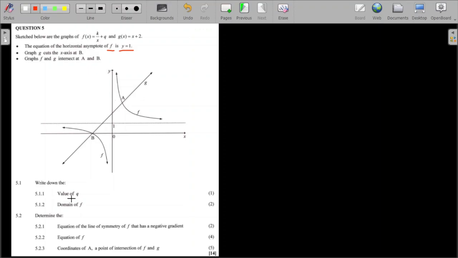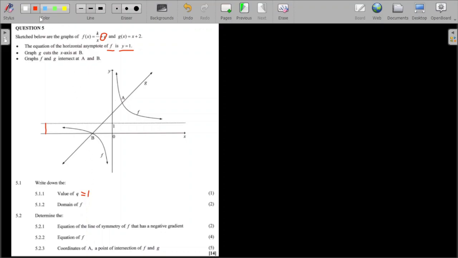Write down the value of q. So q is what according to this? Remember, q is your y asymptote. Now they told us the horizontal asymptote, which is the y asymptote, is y is equals to 1. So the value of q here is equals to 1. I hope you are still together there.